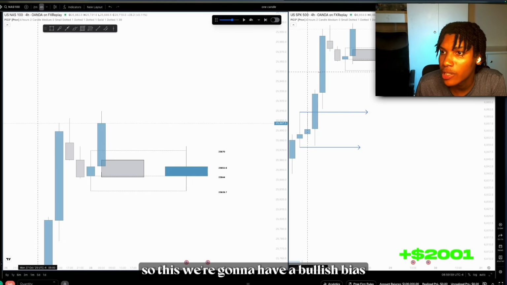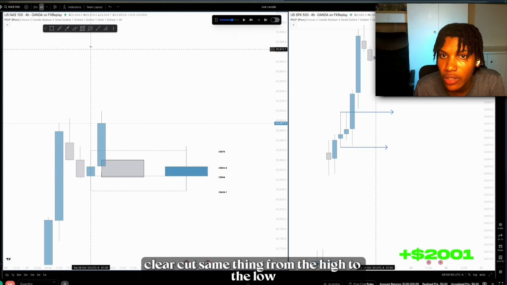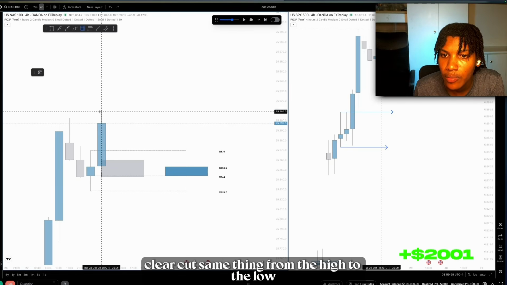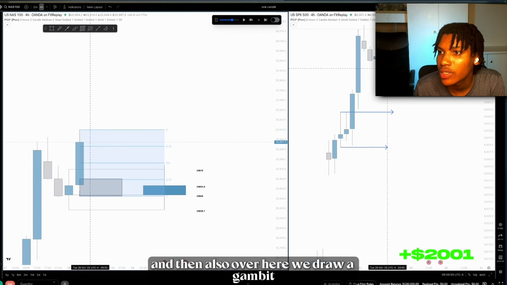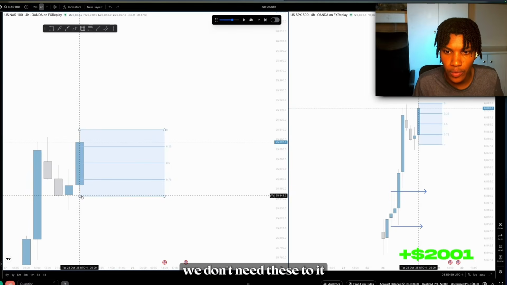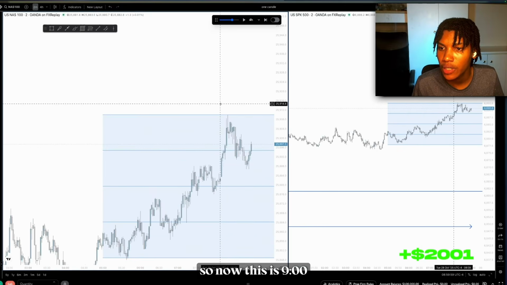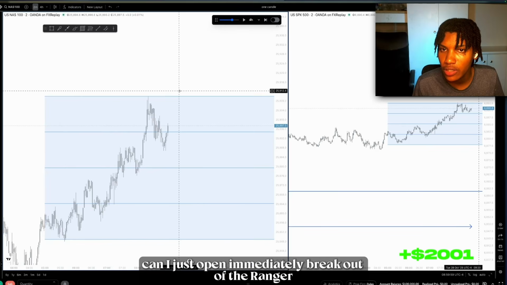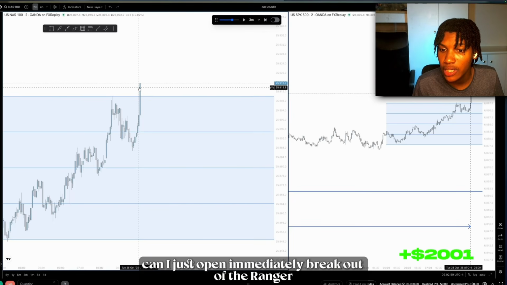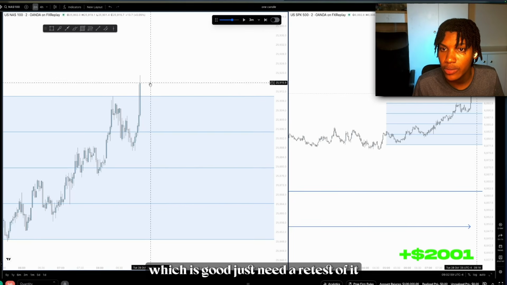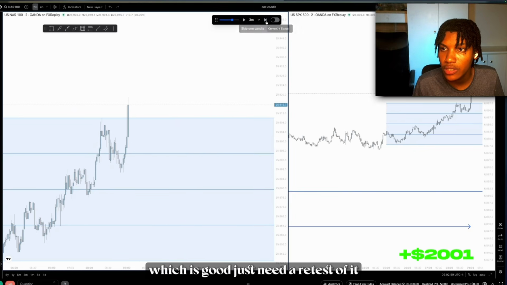So this, we're going to have a bullish bias, clear cut. Same thing from the high to the low, draw a gap box. We don't need these. 2 minute. So now this is 9 o'clock. Market open, we immediately break out of the range here, which is good. Just need a retest of it.